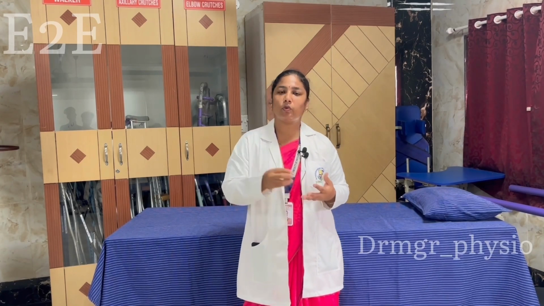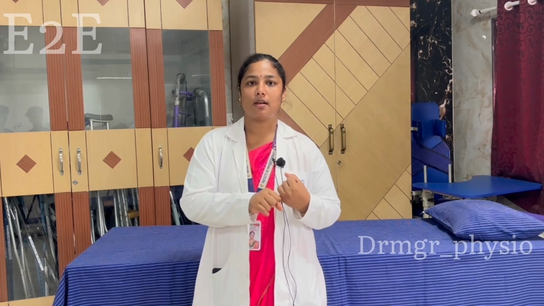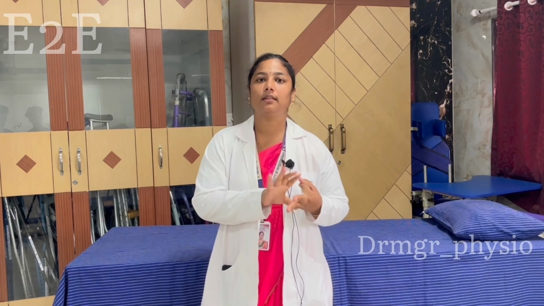Then we have muscle group actions. Whenever we move a joint, the muscle does not act individually. Usually a muscle does not work individually to produce a movement; a group of muscles will produce a movement. So we have the agonist or prime mover, the second is the antagonist, the third is the synergist, and the fourth is the fixator.